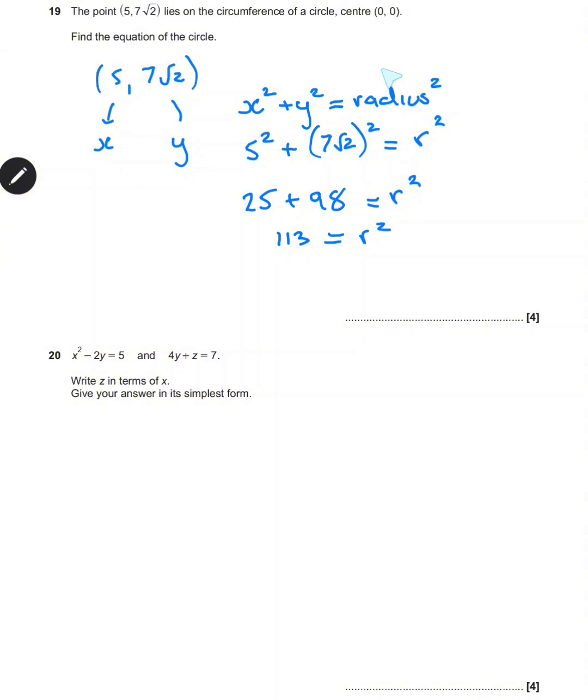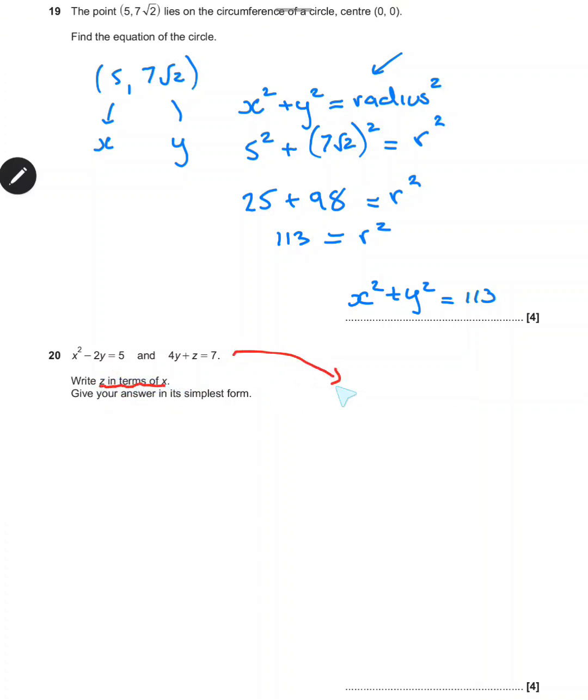So what I can do is go back up to this part. That's the general format for an equation of a circle. I'm just going to say x squared plus y squared is my radius squared, which is 113. Question 20, we've got two equations, x squared minus 2y equals 5 and 4y plus z equals 7. It says write z in terms of x.